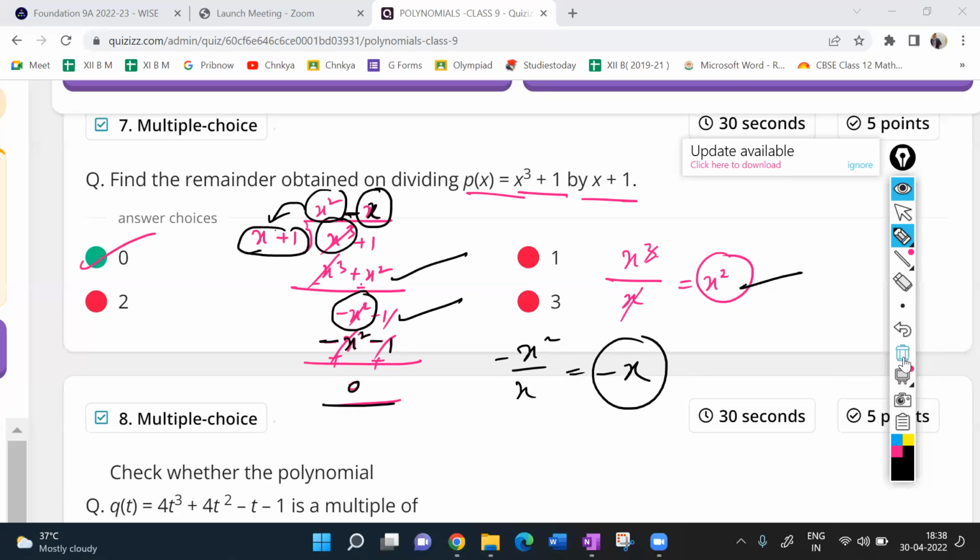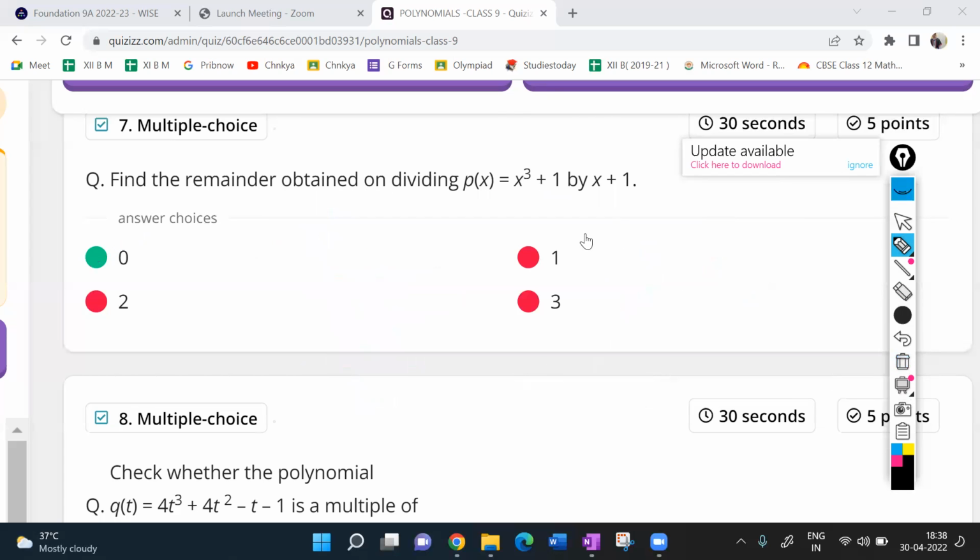Don't worry, we'll discuss it for tomorrow's exam. This type of question is important. After this question paper discussion, we'll discuss it. Now I'll go for the next question.